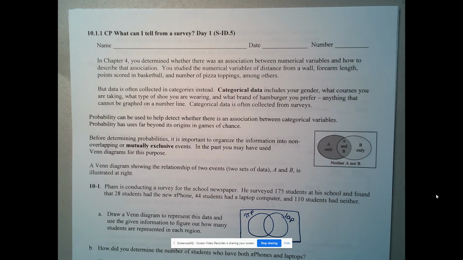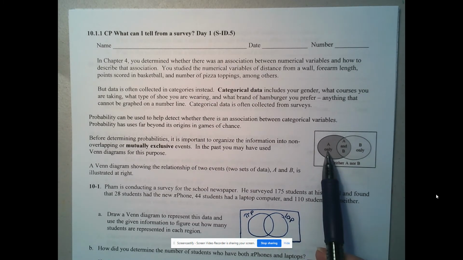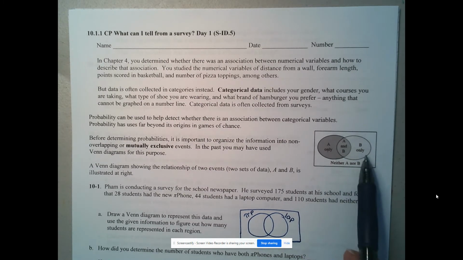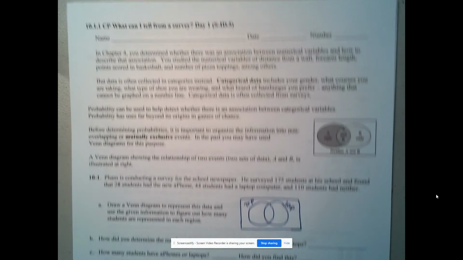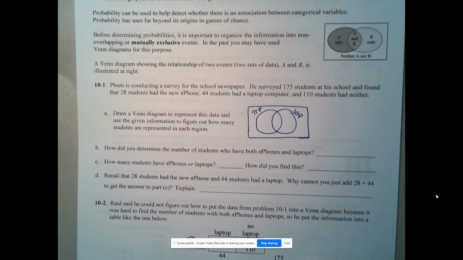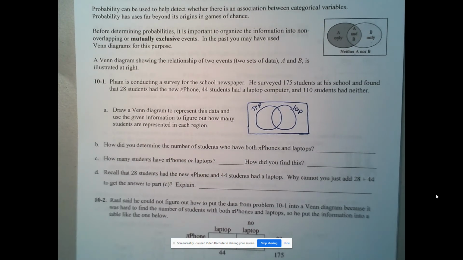So for example, when you go to a cookout, do you have hamburgers, hot dogs, both, or neither? So in this case, you would have a section for hamburgers only. You'd have a section for hot dogs only. You'd have a section for the people that pick both hamburgers and hot dogs. And then outside of those overlapping circles, you would have the people who pick neither hot dogs nor hamburgers. So we're going to look at some specific categorical data to put into a Venn diagram.